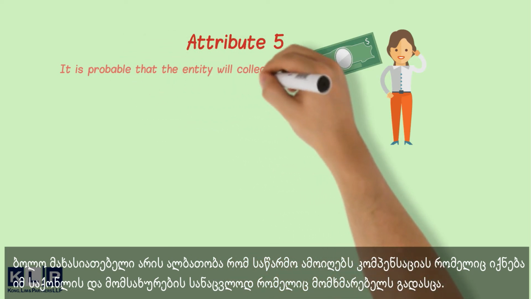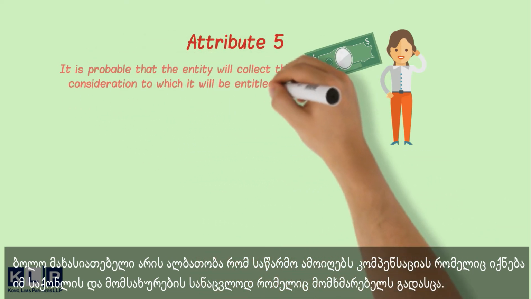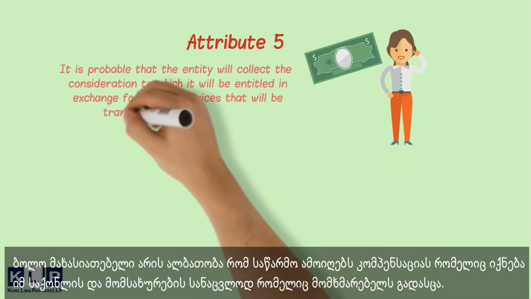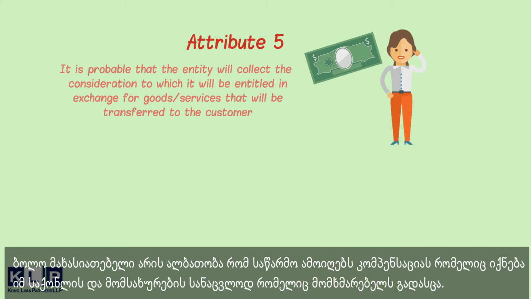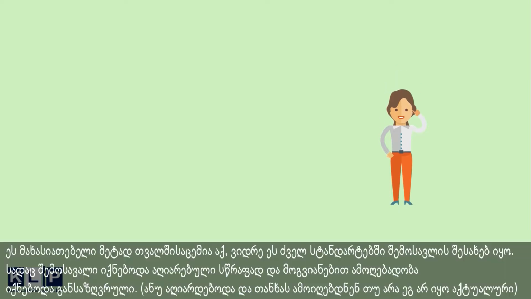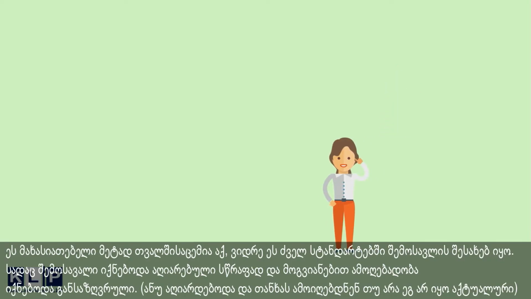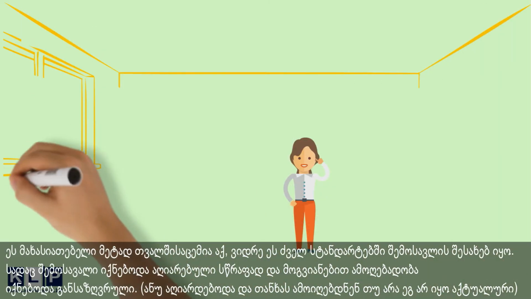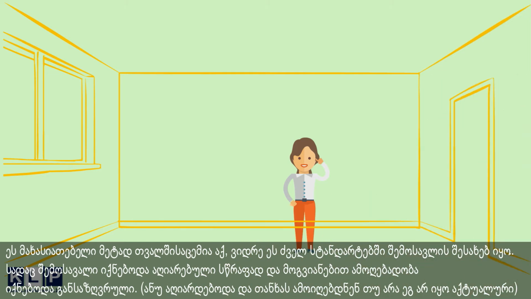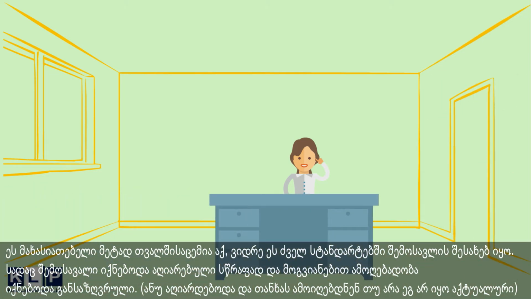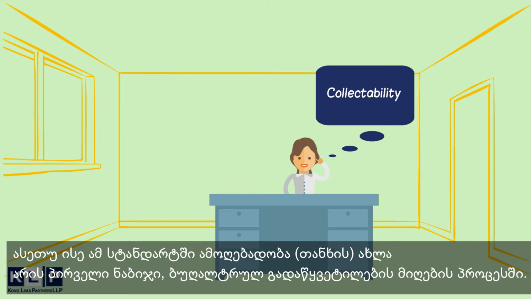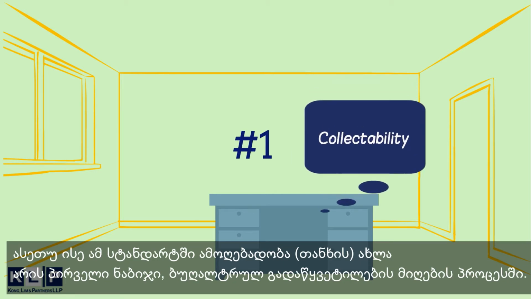The last attribute is that it is probable that the entity will collect the consideration to which it will be entitled in exchange for goods or services that will be transferred to the customer. This attribute is more prominent than past standards for revenue, where revenue would be recognized first and then later collectibility would be considered. However, in this new standard, collectibility is now the first step in the accounting decision-making process.